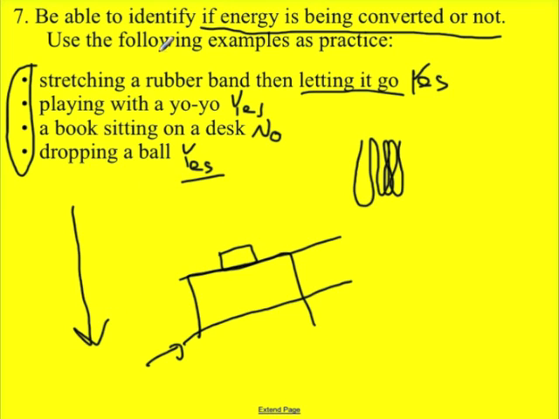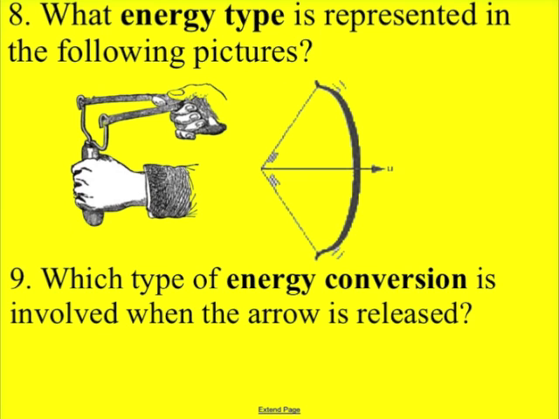So, any questions on this and being able to identify if energy is being converted or not? Now, you notice it says if energy is being converted. On a test, I might ask you, okay, what is actually being converted? And that's where you're going to have to talk about those things. In fact, that's the next question. What energy type is represented in the following pictures? And number 9, which type of energy conversion is involved when the arrow is released? So those are the things that you have to be able to do on a test as well.